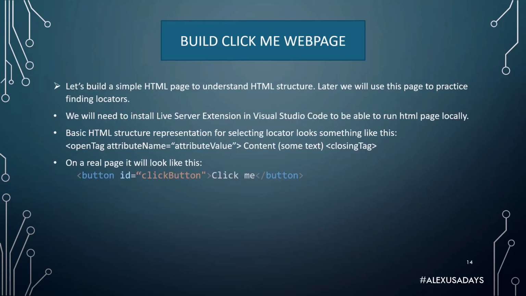So let's build a simple HTML page to understand HTML structure. Later, we will use this page to practice finding locators. We will need to install the Live Server extension in Visual Studio Code to be able to run the HTML page locally.